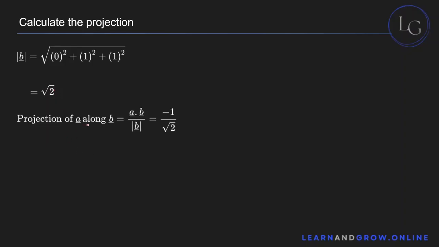Now the projection of A along B is obviously equal to A dot B over the magnitude of B, which is equal to -1 over under root 2, right? Because A dot B was equal to -1 and the magnitude of B is under root 2. And similarly for B along A, it's the same, -1 divided by under root 2. So this is how you calculate projections, a very simple concept, and I hope that helped.